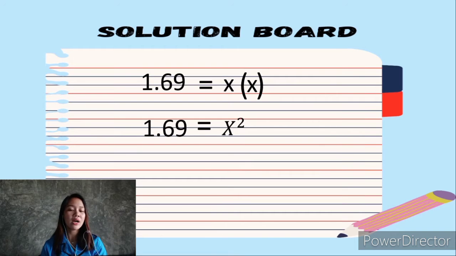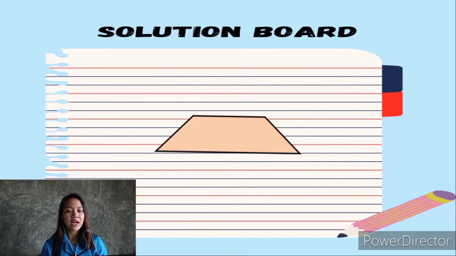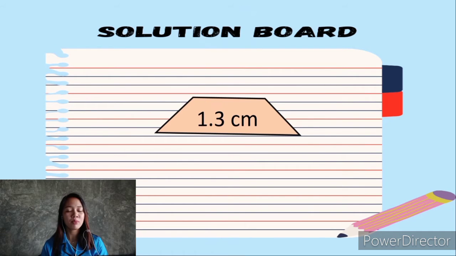So, para makuha natin yung sagot, kailangan natin kunin yung square root ng 1.69. Then, kailangan din natin kunin yung square root ng x squared. So, square root of 1.69 is equals to 1.3. Square root of x squared is x. So, the answer is 1.3 centimeters. So, yun yung length of each side.